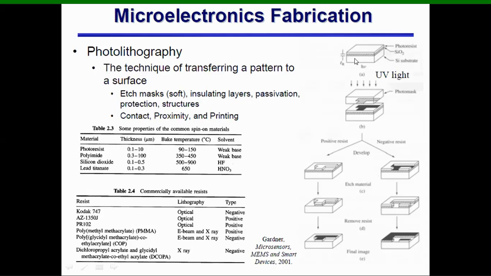So for that, what we have to do, we have to use photoresist. We have to use photoresist, and we have to use the photo mask. So these two things should be used to transfer the pattern from the photo mask onto the substrate. So how it is done? So first you have to make the photo mask.